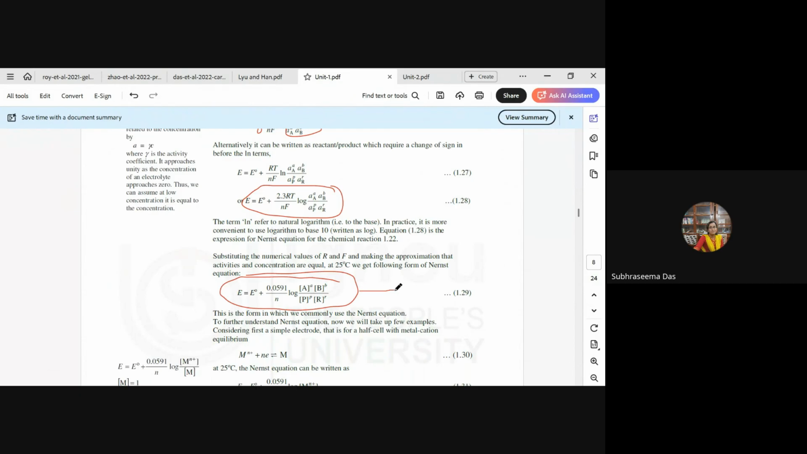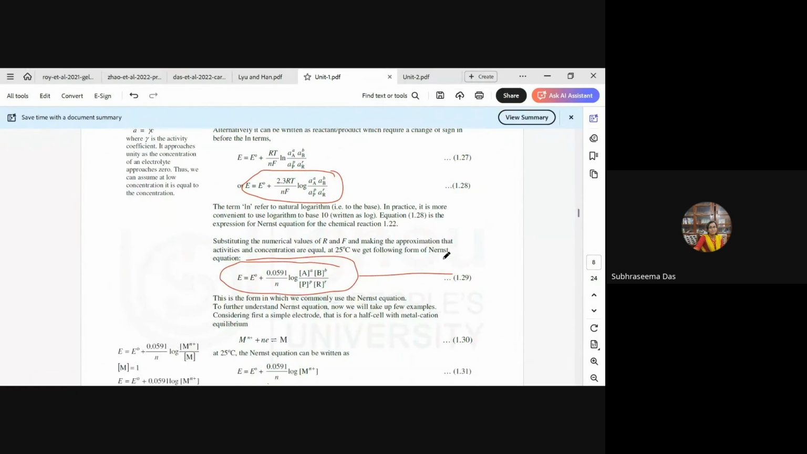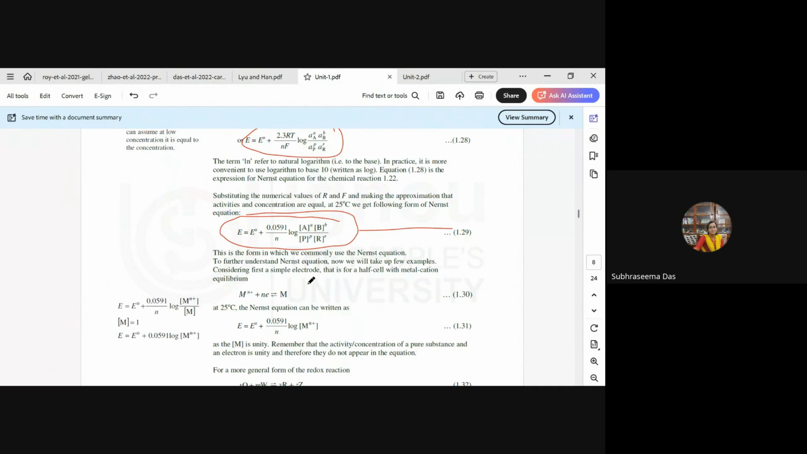Now this equation, equation 1.29, is the most accepted form of the Nernst equation that we use in analytical chemistry or in chemistry. This equation plays a very important role in determining the EMF of our substances. So now we will use this equation. One common example has been given.